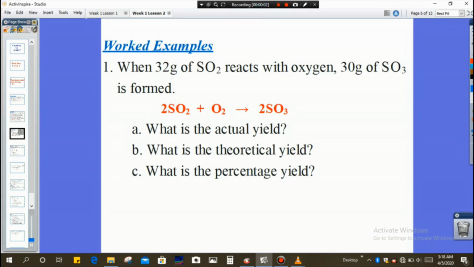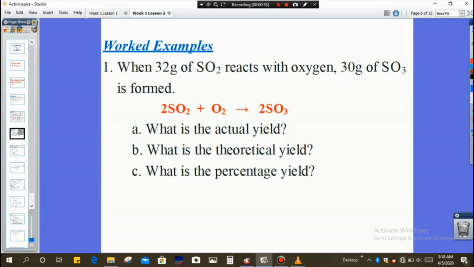Let us see a couple of examples based on actual yield, theoretical yield, and percentage yield. The first example is: when 32 grams of sulfur dioxide reacts with oxygen, 30 grams of sulfur trioxide is formed. A. What is the actual yield? B. What is the theoretical yield? And C. What is the percentage yield?